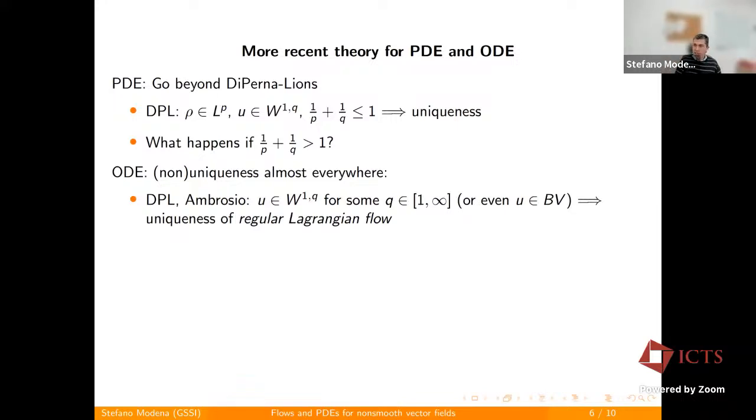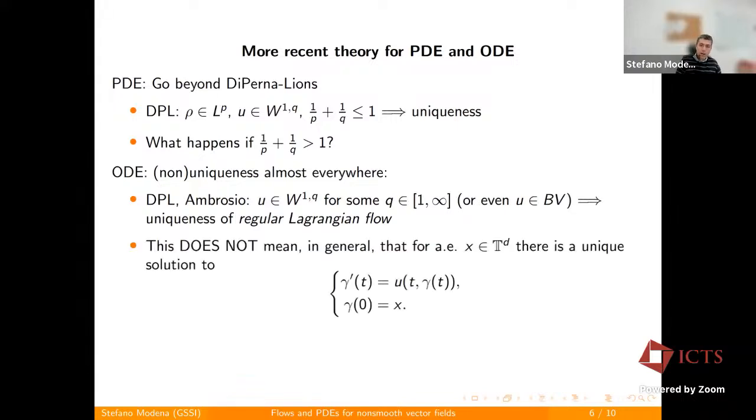We have seen in what sense. Existence and uniqueness of a regular Lagrangian flow does not mean in general that we have existence and uniqueness of solutions to the ordinary differential equation for almost every point. It just means that for almost every point, we can pick one solution. So there exists at least one solution, but there can be more than one. There can be 2, 3, infinitely many. Uniqueness of the regular Lagrangian flow just means that for almost every point, we can pick one of those solutions in such a way that the whole family, the whole selection, makes sense.